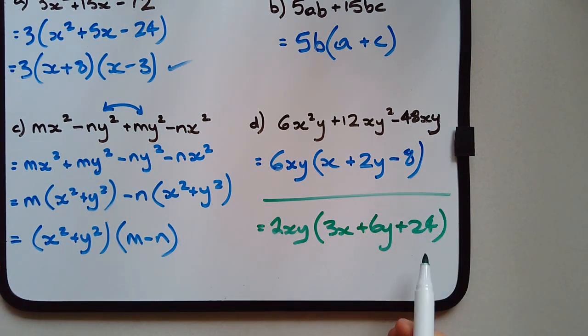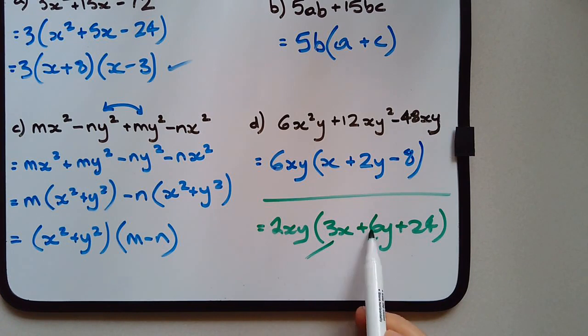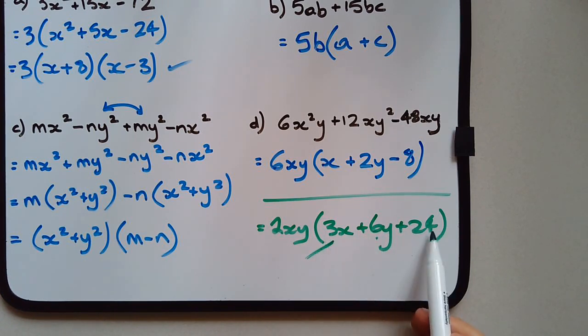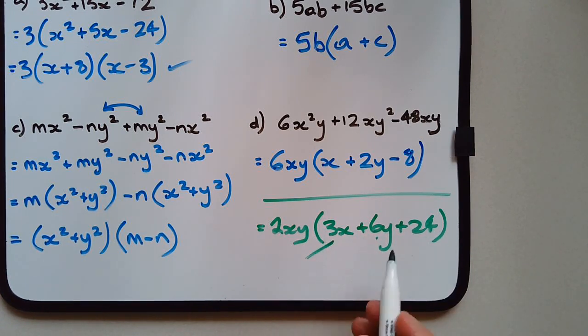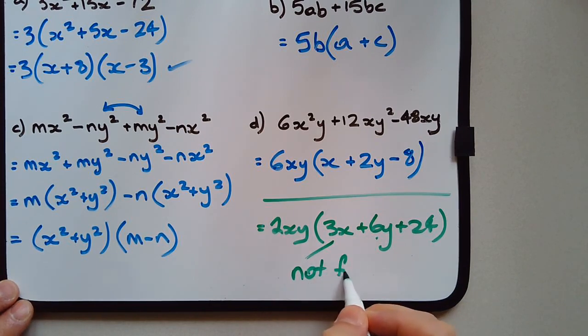Now you might think, oh okay, that's factorized. But inside the brackets, you can still take out a 3, right? This 3 can divide the 6 and also divides 24 as well. So this is not fully factorized.